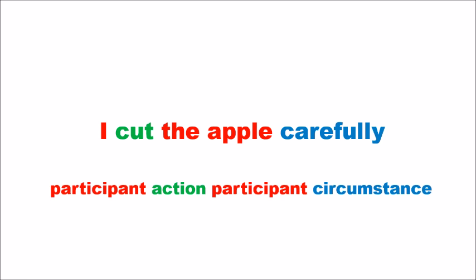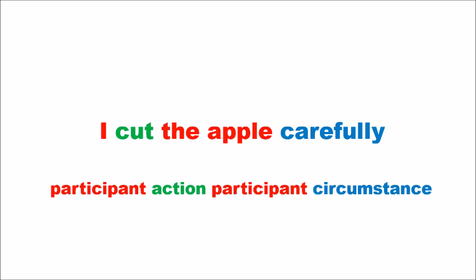Let's look at the sentence in a little bit more detail. I cut the apple carefully. Notice that the word cut is still the action, so it's still highlighted in green, and the participants are still the same, I and the apple. We've added an extra word to our sentence this time, and it's the word carefully. In this case, this word carefully describes how we performed the action, because yes, we did cut something, but the way that we did it was carefully. This is what we would call the circumstance.